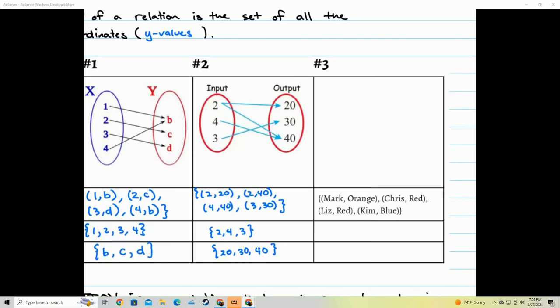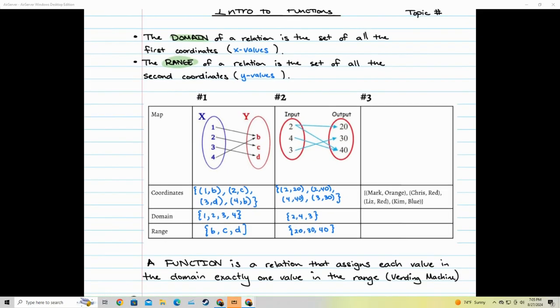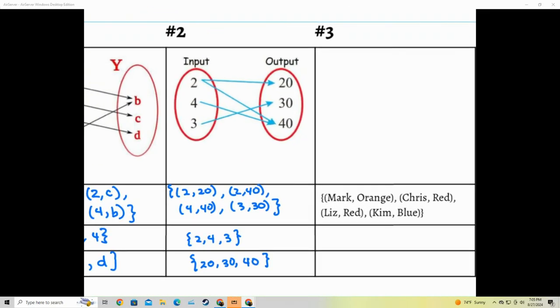This next one did not give me what we call a map, right? Yep, that's what we call it. They didn't give me a map, but they did give me the coordinates. And since they have the coordinates, I should be able to draw the map myself. So let me go ahead and start by drawing a circle like this. And it looks like my first coordinates are Mark, Chris, Liz, and Kim. So let me go ahead and write those.